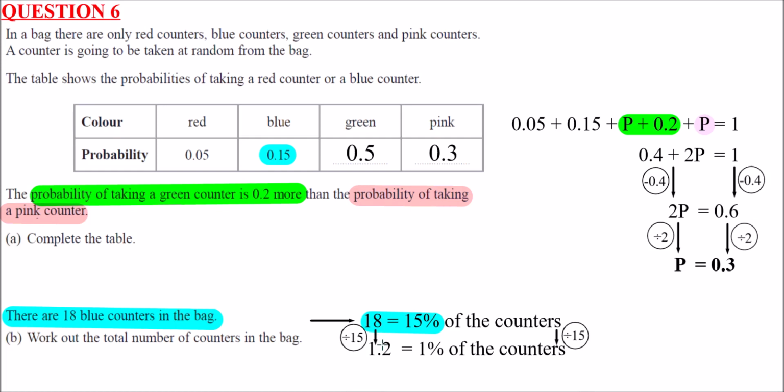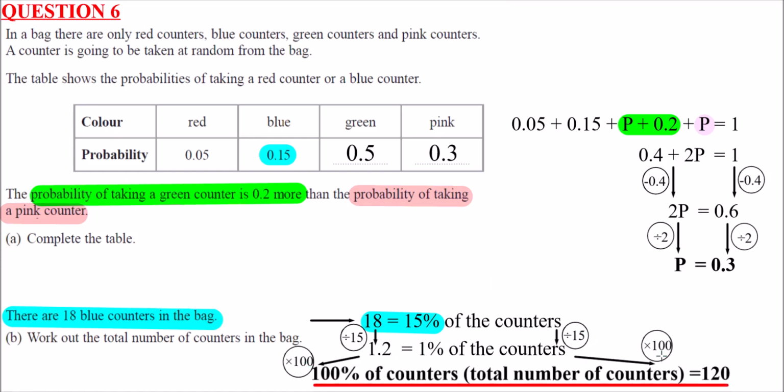So 1.2 counters would be 1% of them. Finally, to go from 1% to 100, I can now multiply both bits by 100. 1.2 times 100 is 120. Therefore, in total, there must have been 120 counters in this bag.